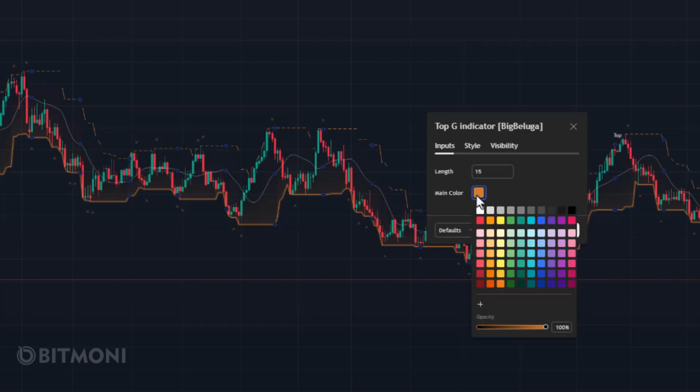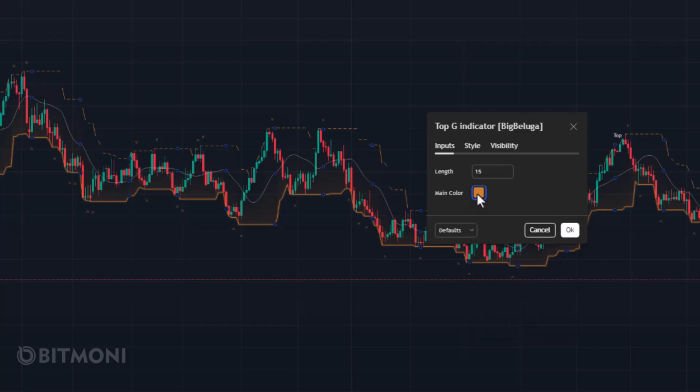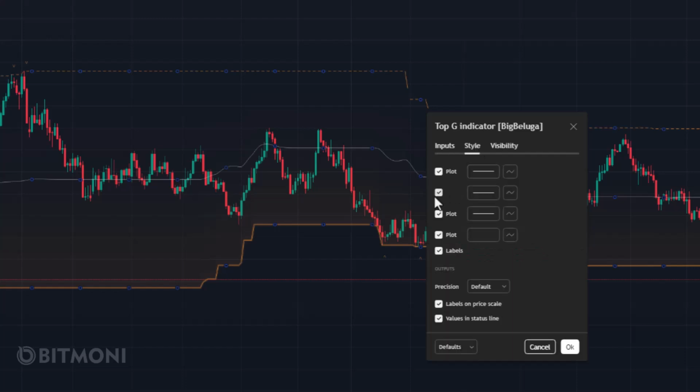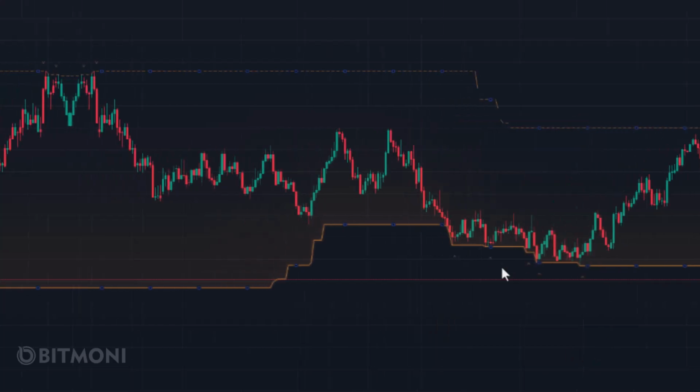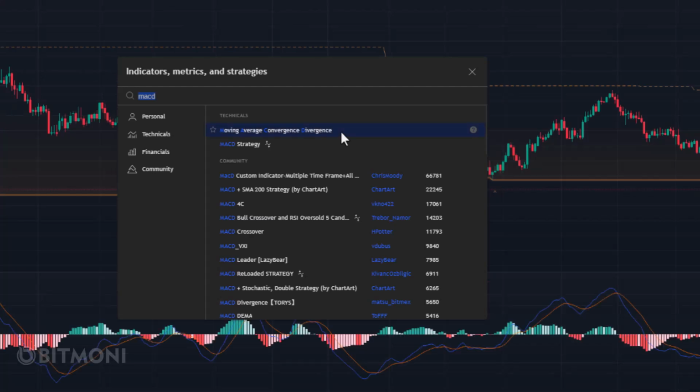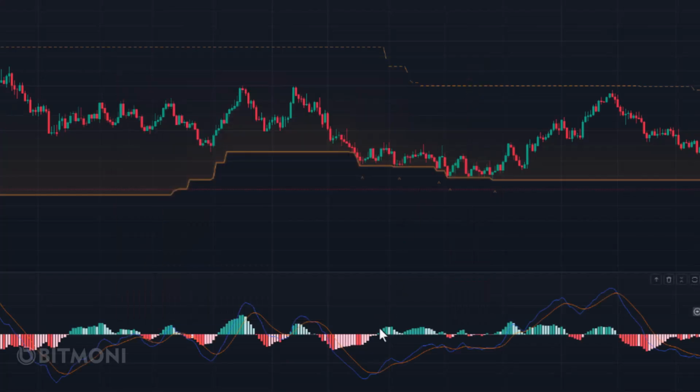Here we have an option to change the main color of the indicator. For me, I'm going to leave it at default for better visibility, and the length is going to remain at 150. On the Style tab, I'm going to disable the midline for a cleaner look. After that, click OK. Next, let's add the MACD indicator, so we can cross-check the strategy.